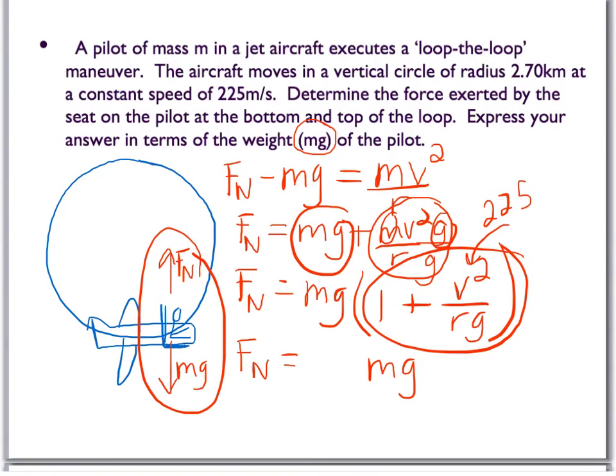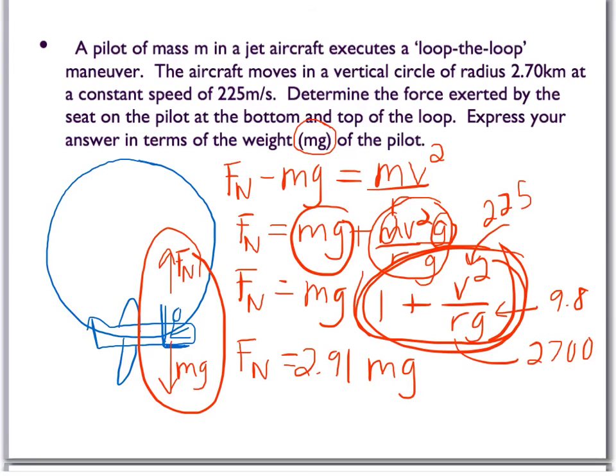I'd plug in my radius of the 2.7 kilometers, which I'll multiply by 10 to the third, so that I have this value in meters rather than kilometers so that everything is in my SI units. And gravity, of course, is going to be plugged in as a 9.8. When you plug in all those values, you'd find that this entire expression boils down to about 2.91 times mg. What that means is that the pilot is feeling almost 3 times heavier than his normal weight when he's at the bottom of the circle.